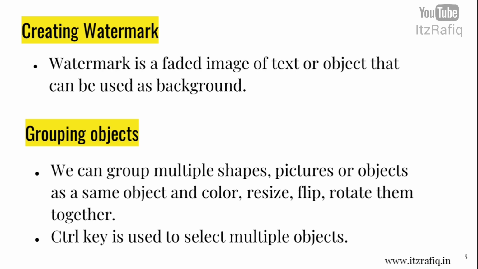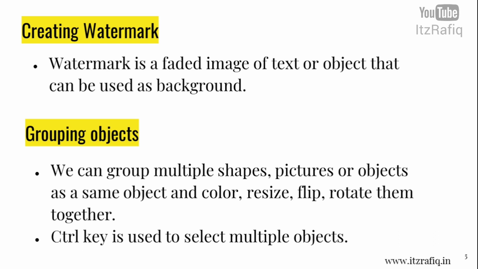Grouping objects. We can group multiple shapes, pictures, or objects as the same object and color, resize, flip, rotate them together. To select multiple objects, we can use the Control key from our keyboard. Hold down the Control key, and by using the mouse we can select the objects, right click on the mouse and select group.